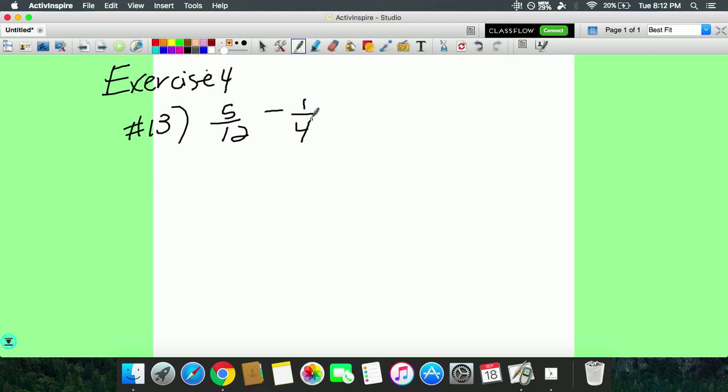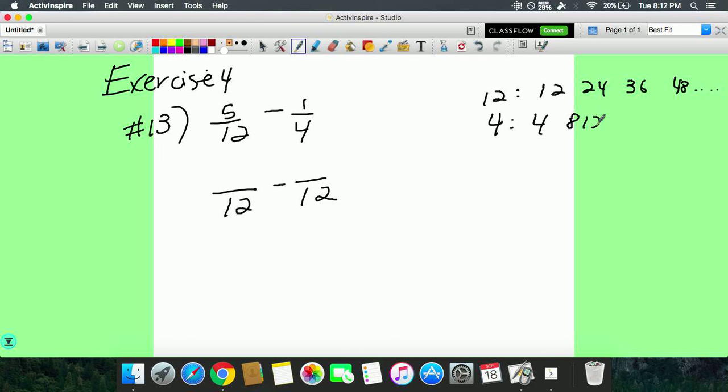Can't subtract this, so I have to find the LCM, and the LCM is 12. So again, on the side, I'm going to show you how you can find the LCM. If you look at the multiples of 12, it's 12, 24, 36, 48, and so on. And 4 is 4, 8, 12, 16, 20, 24, and so on.